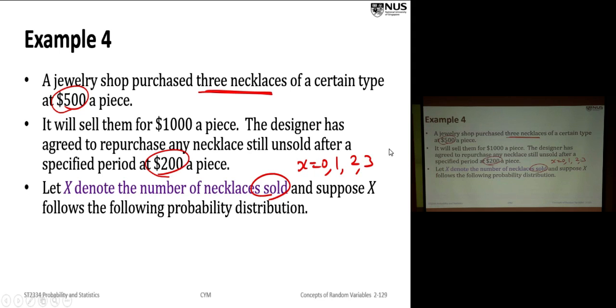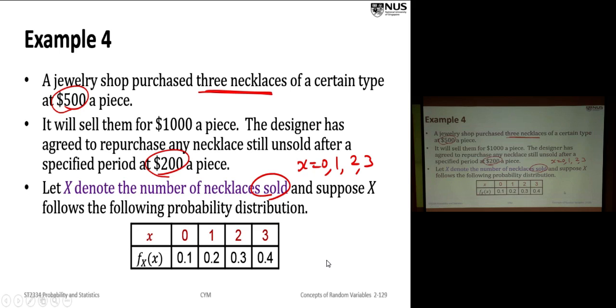And we are given the probability function. In this case, we don't have to work out the probability function. In some situations, we need to work it out. But in this case, we are given it. So the chance that you sell 0 is 0.1, 1 is 0.2, 2 is 0.3, and 3 is 0.4.